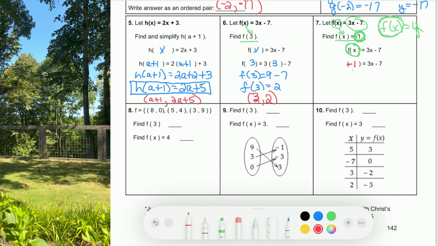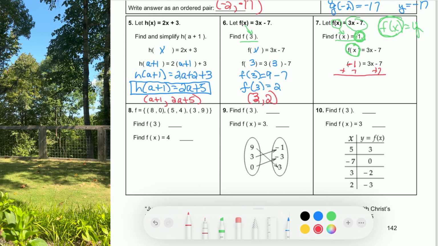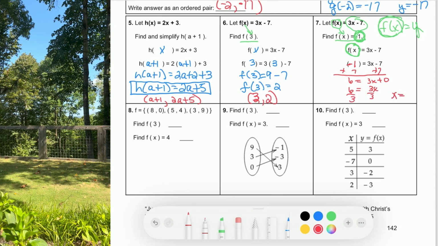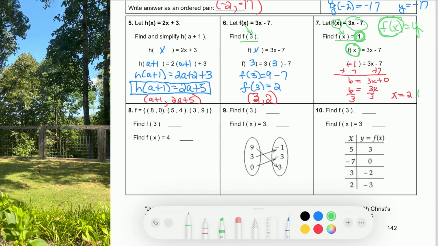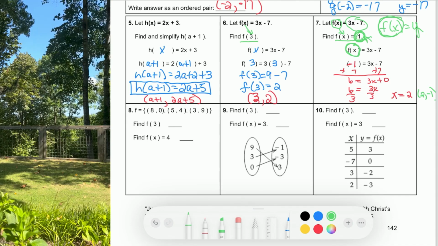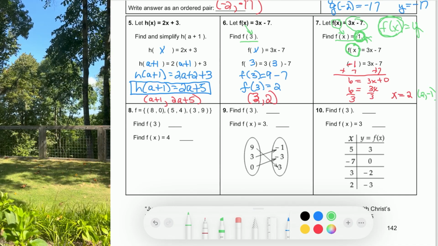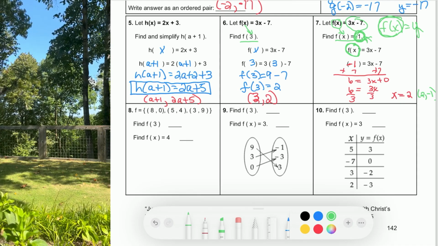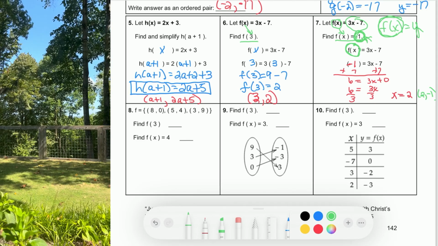We have -1 equals 3x minus 7. So what I need to do is add 7 to both sides, because in this particular example, we're finding our x. We know our output. We don't know what was put in to get that output. So I have 6 equals 3x plus 0. So 3x equals 6. Divide both sides by 3, and I get x equals 2. So our ordered pair for this one is going to be (2, -1), because they gave us our y value here. That was the -1, and we were looking for our x, which is the 2. So 2 is our input. If we put 2 in this function, we get an output of -1, our output of y, which is -1.